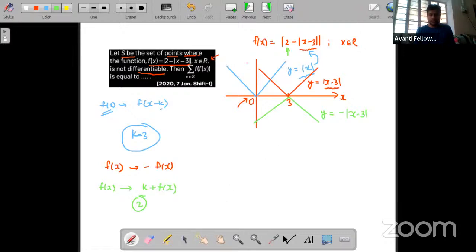So what will be the graph of this function? Now I'll draw it separately. Okay, so the new function will look like this.